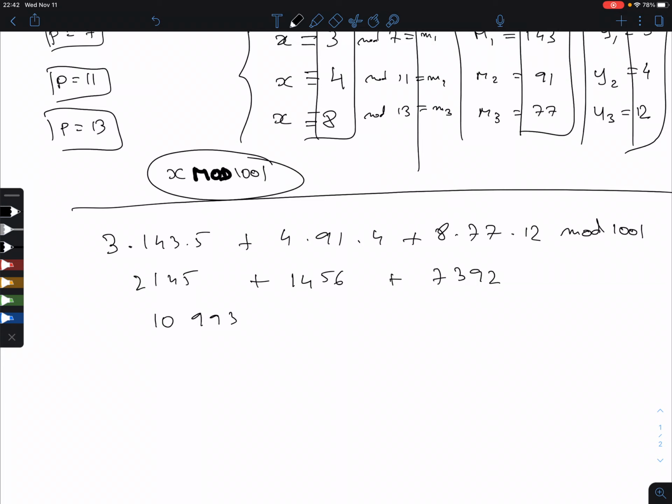That is 10 times. So this is 10 times 1001, which is 1010. Not so hard to calculate. And what is missing is 983. And that is exactly the answer I had found. I checked my answer using Wolfram Alpha.